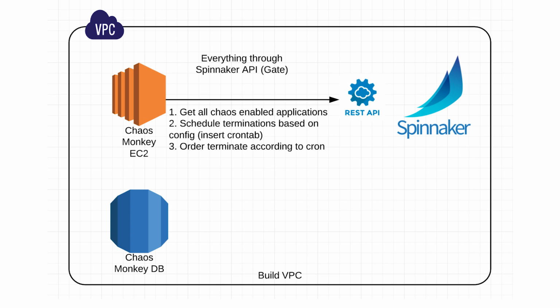The requirements for Chaos Monkey are the Go binary installed on an EC2 instance, and a MySQL database that's accessible to the instance, where the termination scheduling and termination history are stored. And then the Chaos Monkey instance needs network access to Gate's API. So all the actions it does go through Gate.